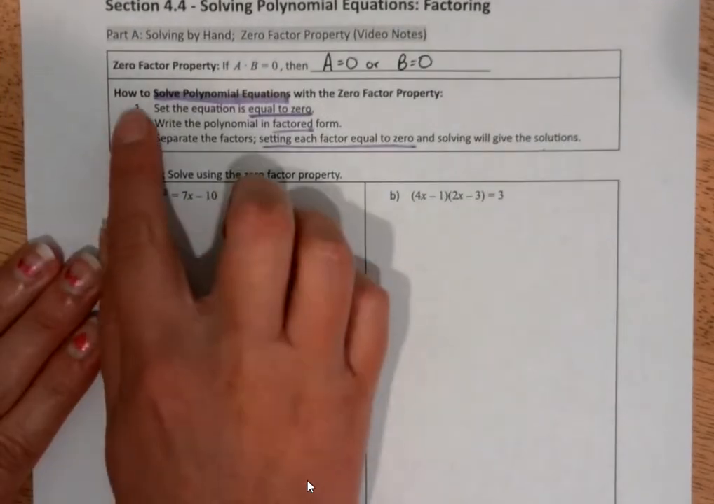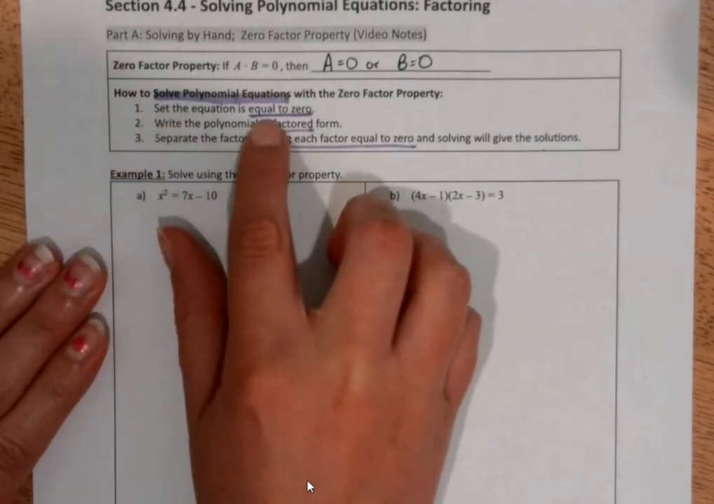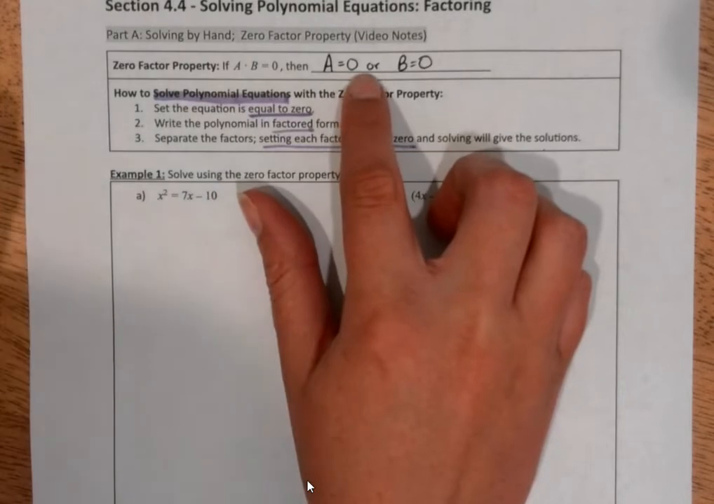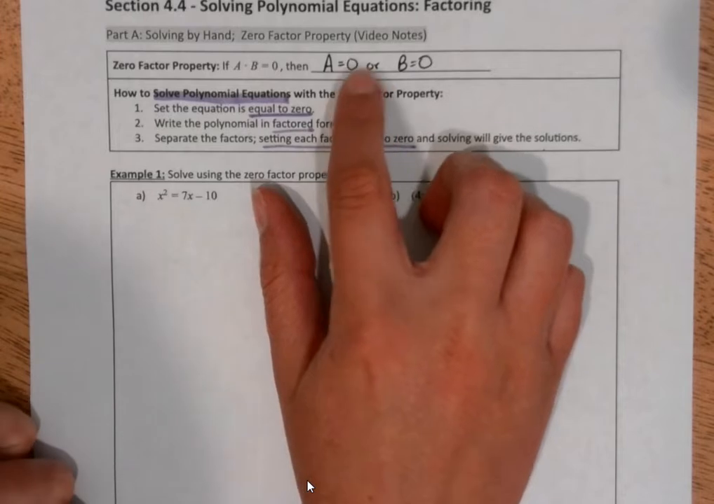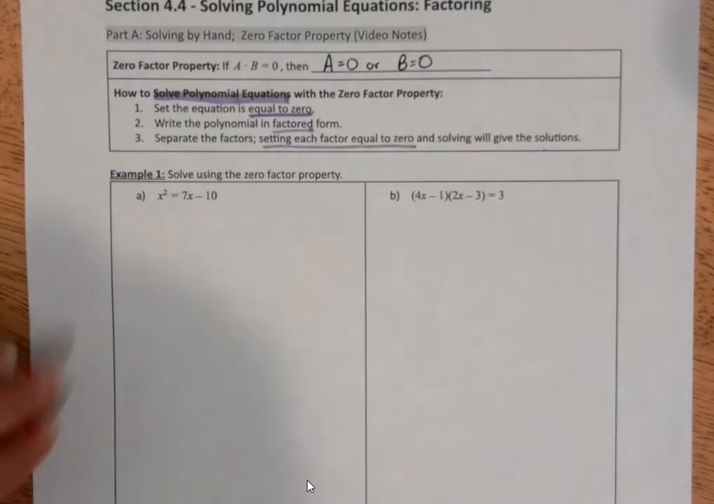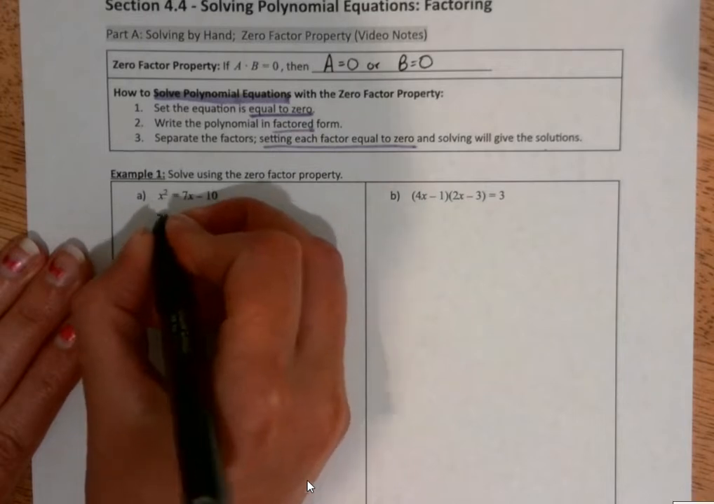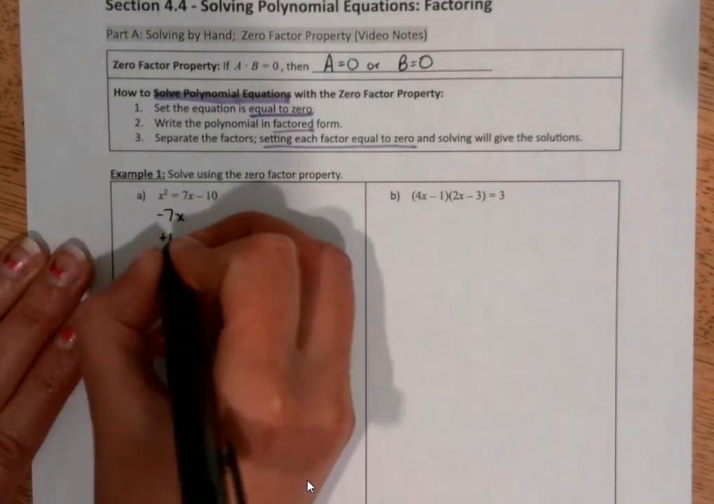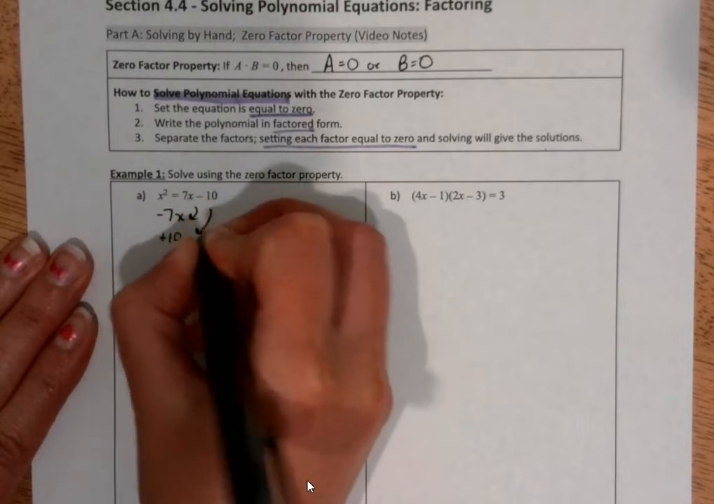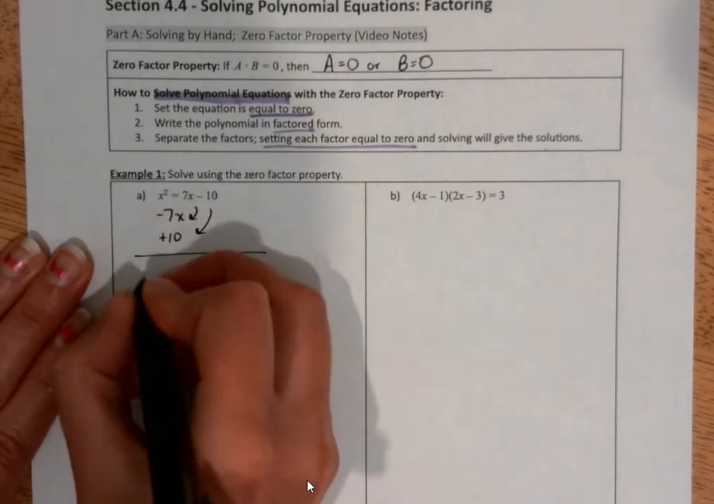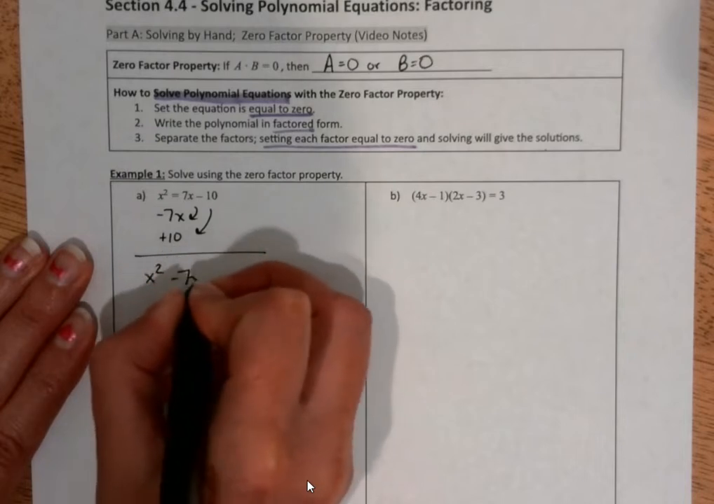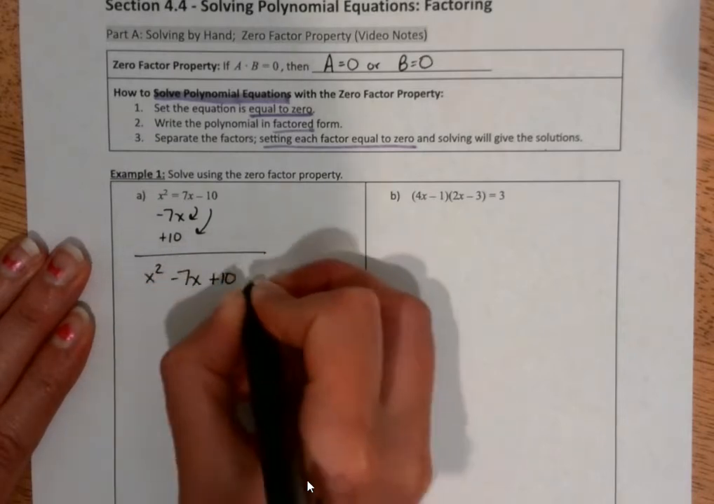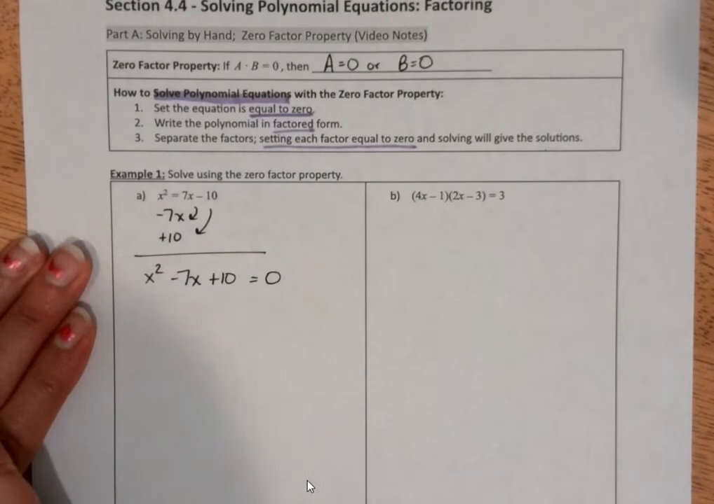Okay. The first thing is it has to be equal to 0, right? With the zero factor property, there are lots and lots of ways to multiply to non-zero numbers, but the only way to multiply to 0 is if one of the numbers has to be 0. So first of all, we're going to subtract the 7x from both sides, and we're going to add the 10 to both sides. So we're just going to move those over to the other side to get this equal to 0. That'll be x squared minus 7x plus 10 equals 0. All right? Now I can begin factoring.